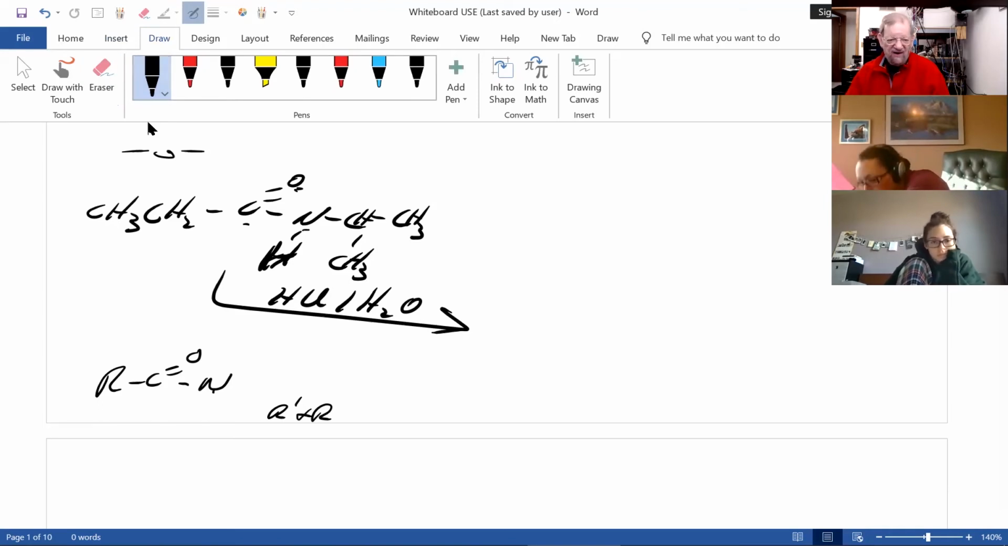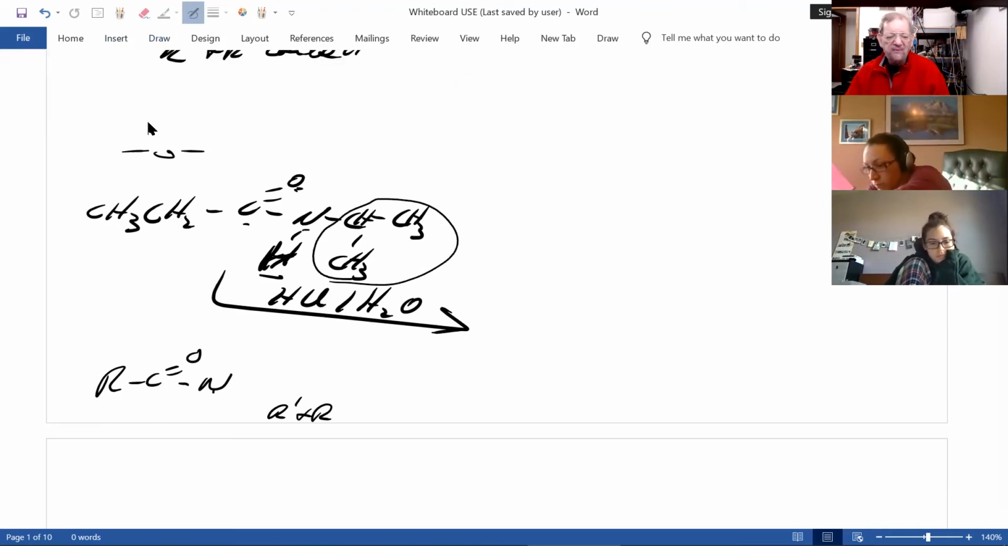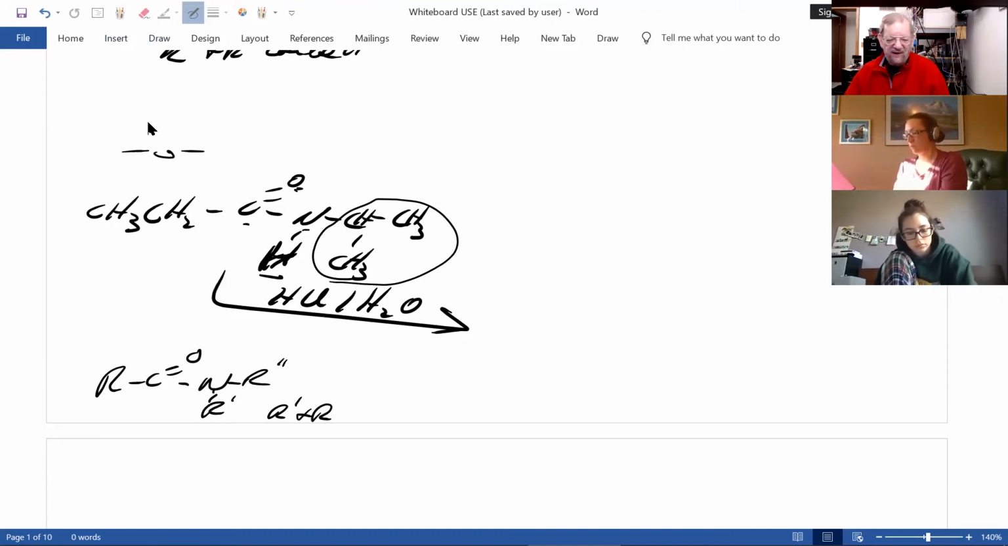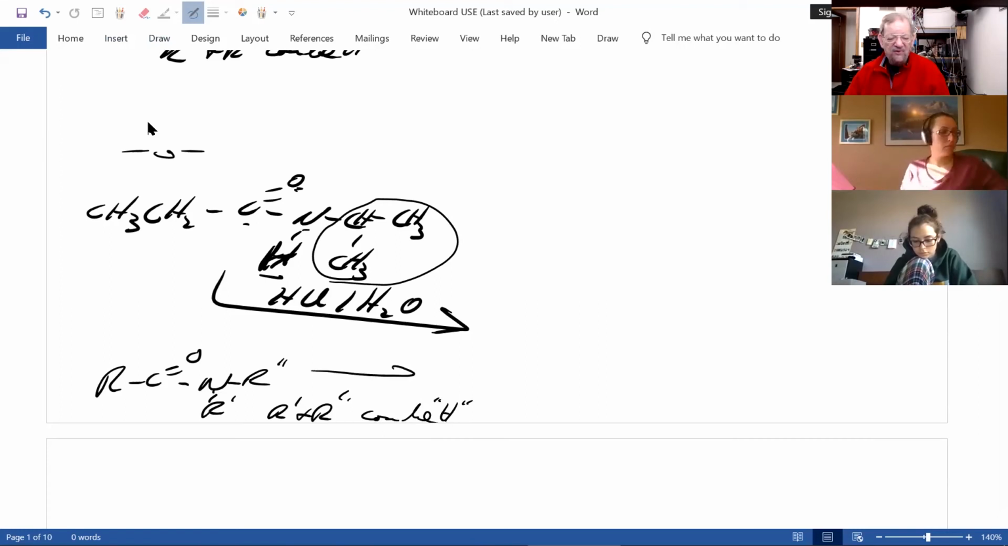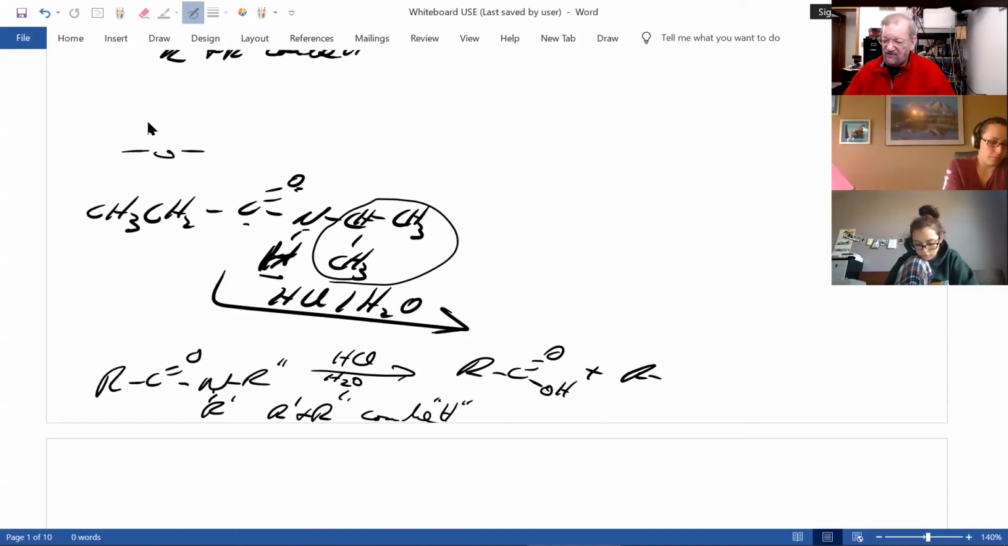If we look here, we have a hydrogen and an isopropyl group. And I'll call one R prime, the other R double prime. Remember, R prime and R double prime can be hydrogen. In this case, one of them is. React with HCl and water, acid hydrolysis. And what do you get? You get the carboxylic acid you would have used to make that amide, plus the amine salt, not the amine, that you would have used to make that amide. You don't have to put charges there. I do.